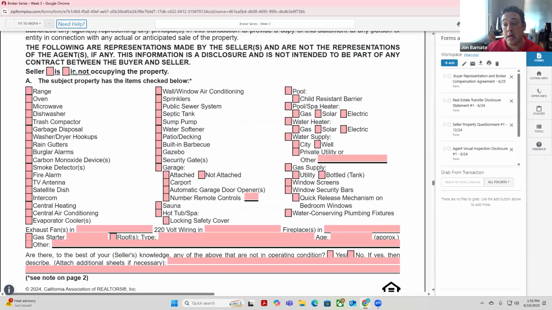Please check this box. Seller is or is not occupying the property. These are things that would be located in the property. I want to make sure everyone understands what these are. Range, oven. Do we understand the difference between a range and an oven? Microwave, dishwasher, trash compactor versus a garbage disposal. Trash compactors are very rare now, but sometimes you still see them in luxury homes.